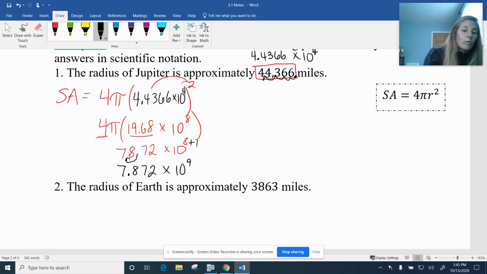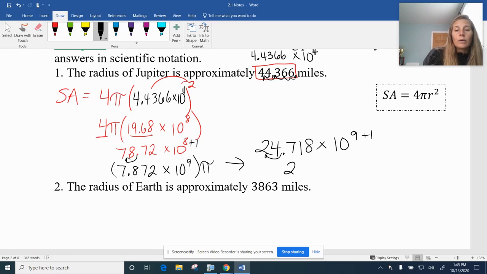And then if you wanted to multiply out that pi, then you would end up with 24,718 times 10 to the 9. Move that over 1, add 1, so we would get 2.4718 times 10 to the 10th. All right, so let's try doing this right from the get-go with the scientific notation next time.